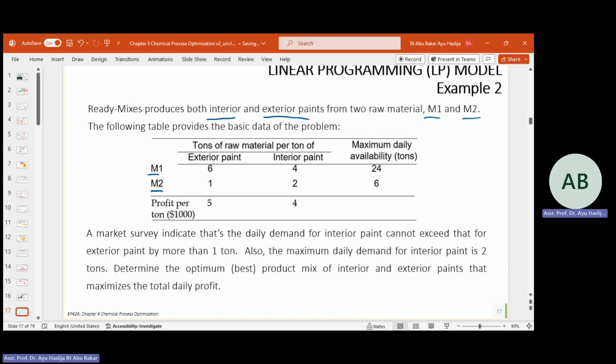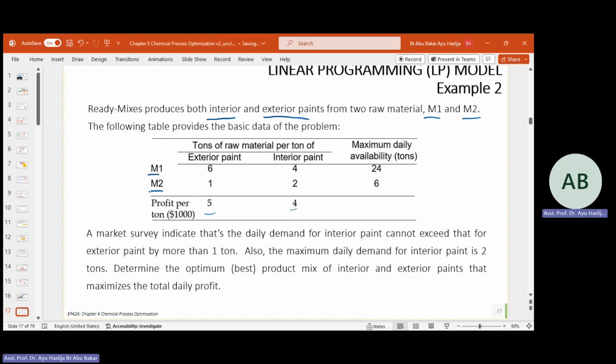M1 is the raw material. Tons of raw material per ton of exterior and interior paint: M1 is 6 tons in exterior paint and 4 tons in interior paint. The maximum daily availability is 24 tons for M1. Maximum, so it cannot exceed this value. So it's a range, an inequality. Now, this is the profit per ton for each type of paint, exterior and interior.